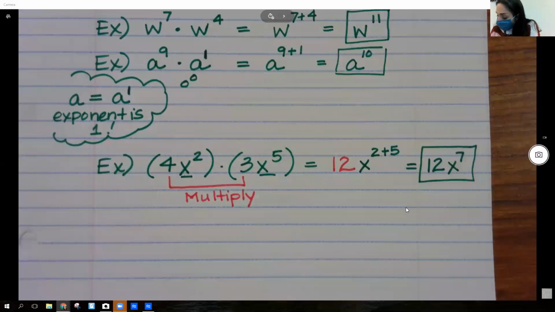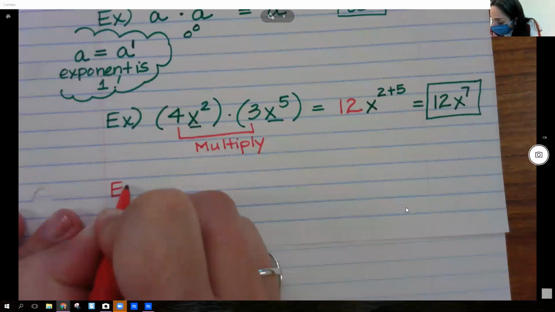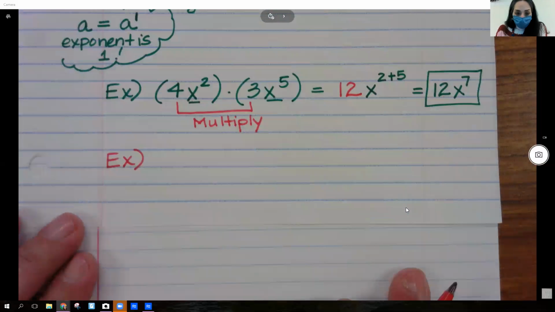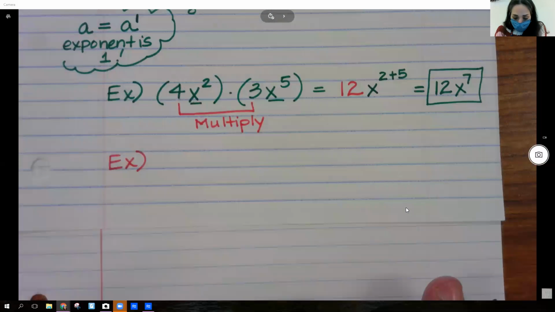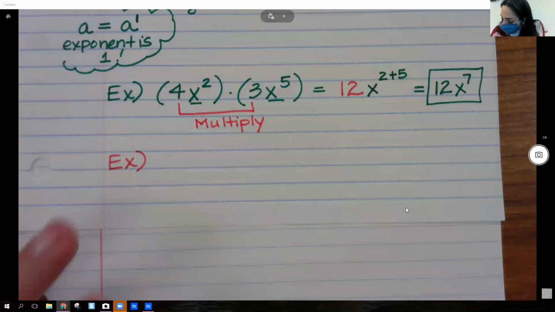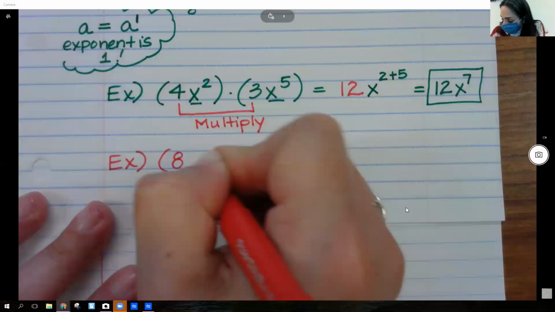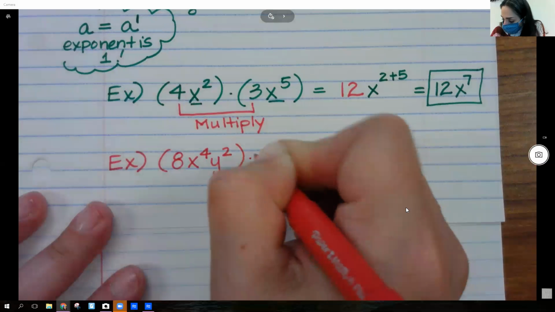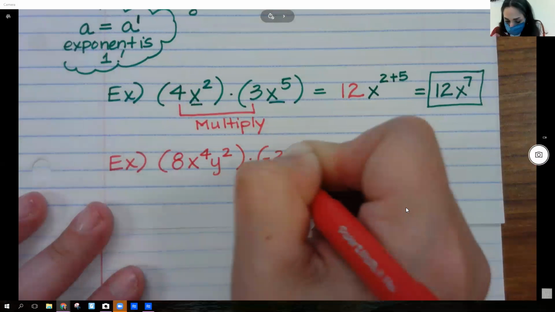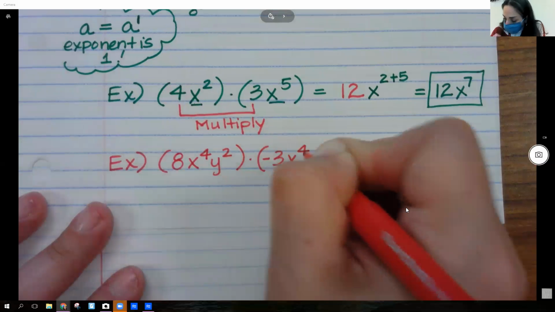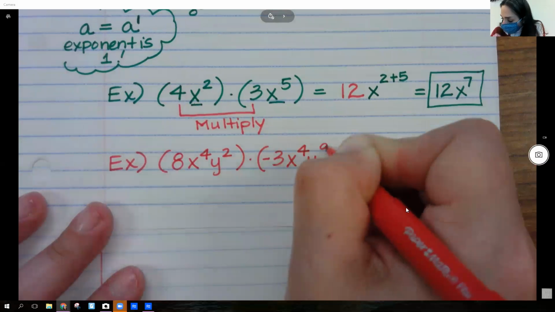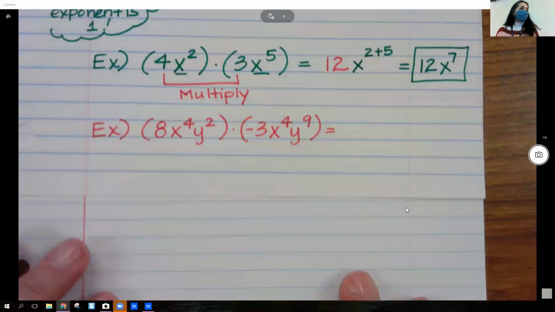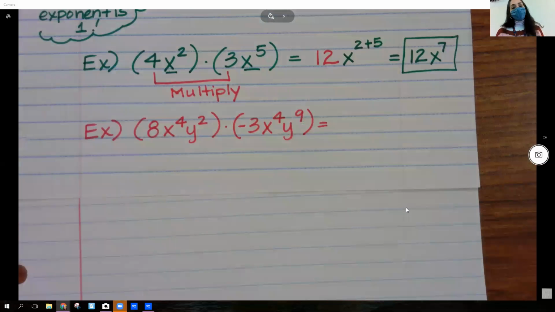Okay, let's do another one. All right, so I got the Christmas colors going here. Okay, so for this one, let's crank it up just a little bit here. So let's do 8x to the 4th y squared like that times -3x to the 4th y to the 9th like that. Okay, more variables, coefficients in the front, you even have a negative sign in there. There's all kinds of stuff going on, but still, let's keep it easy, right?